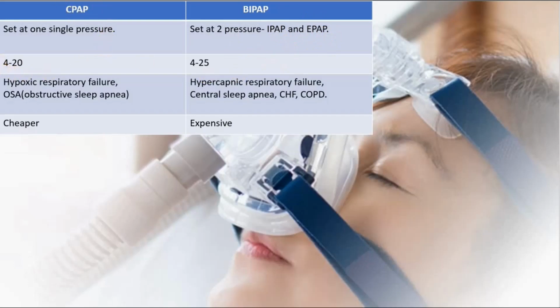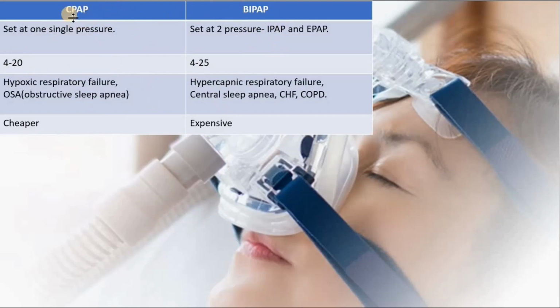In CPAP, you can set pressure anywhere from 4 to 20. It depends upon the patient's need and the physician's order. Whereas in BiPAP, you can set pressure higher than CPAP. Now let's see the indications of CPAP and BiPAP.